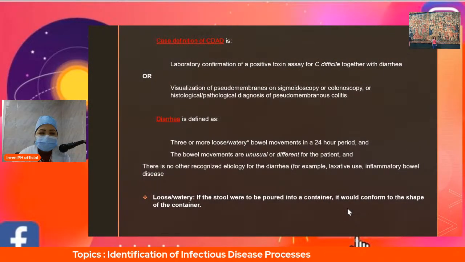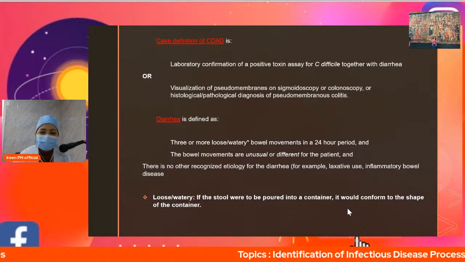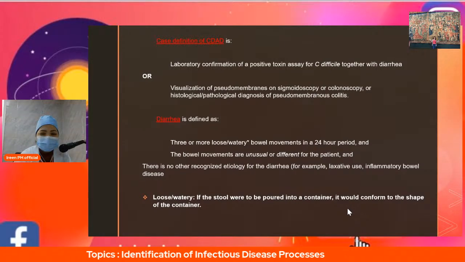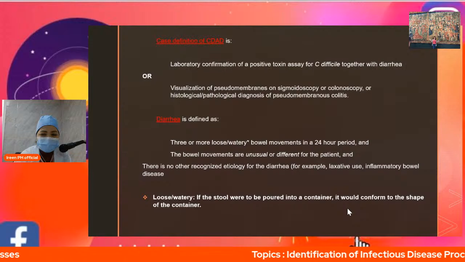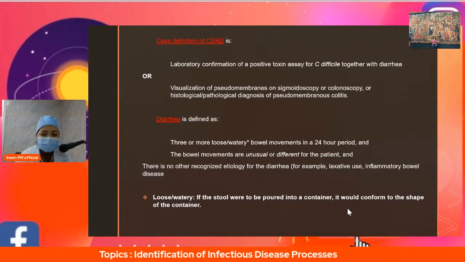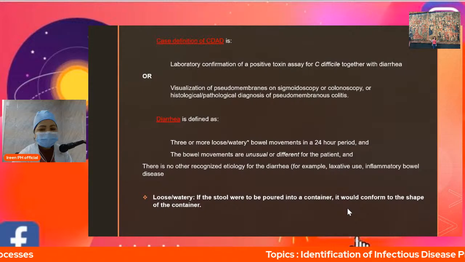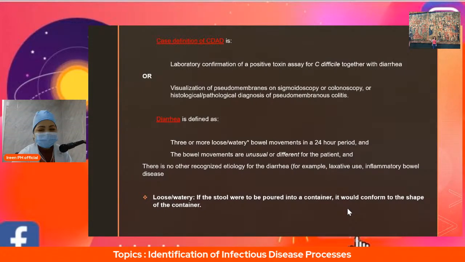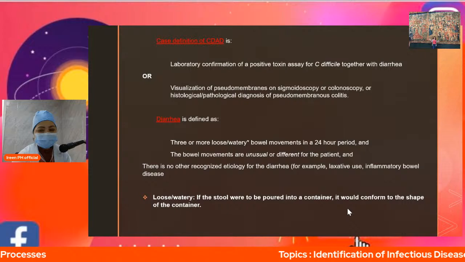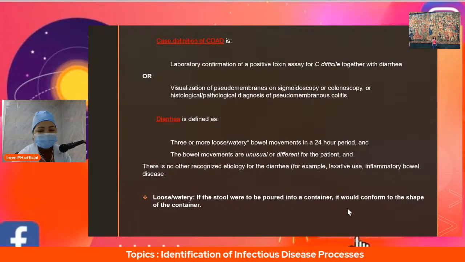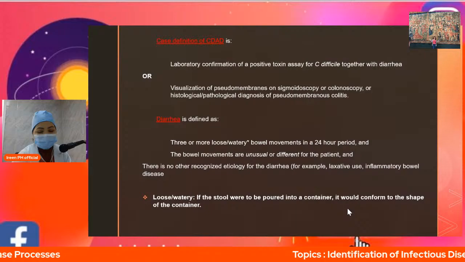Case definition: CDAD is laboratory confirmation of a positive toxin assay for C. difficile, together with diarrhea, or visualization of pseudomembranes on sigmoidoscopy or colonoscopy, or a histological pathological diagnosis of pseudomembranous colitis. Diarrhea is defined as three or more loose watery bowel movements in a 24-hour period, and the bowel movements are unusual or different for the patient, and there is no other recognized etiology for the diarrhea, for example, laxative use or inflammatory bowel disease. Loose watery means that if the stool were poured into a container, it would conform to the shape of the container.